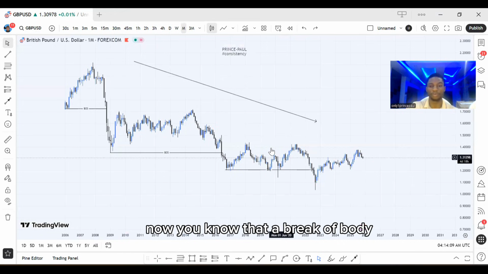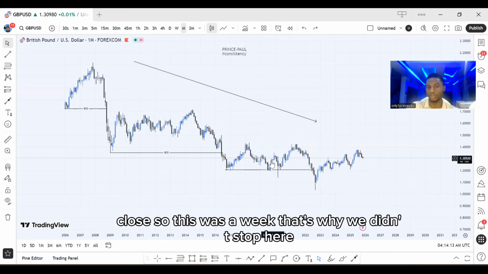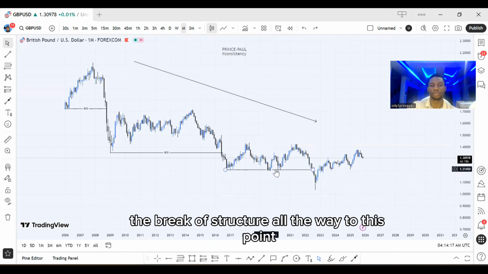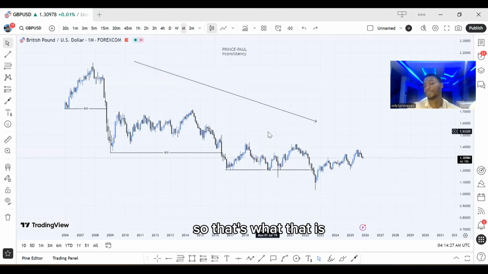Now you know that a valid break of structure has to break with a body candle close. So this was a wick. That's why we didn't stop here. We had to drag the break of structure all the way to this point where it closed with a body candle close, right? A candle body close. All right, so that is the first thing we're going to identify for this top-down analysis.